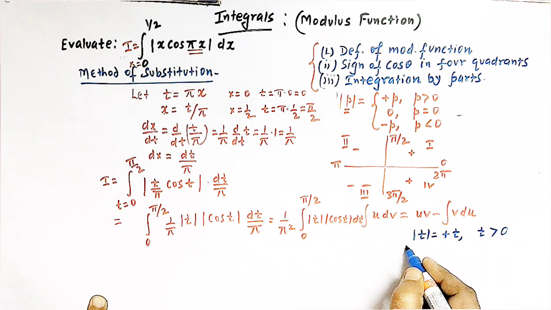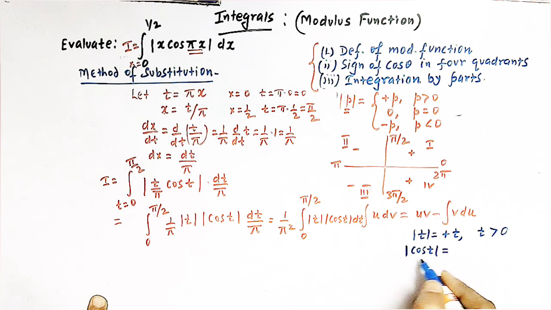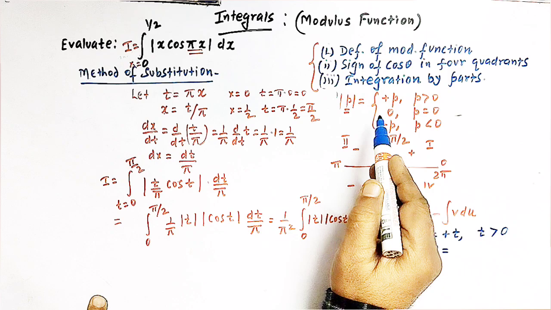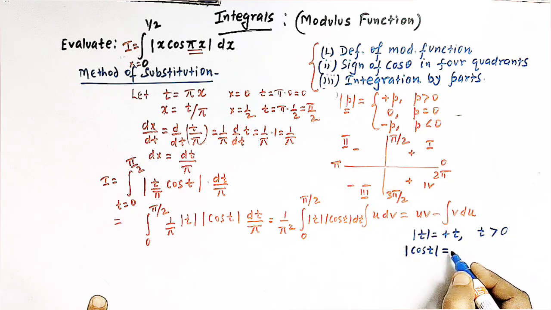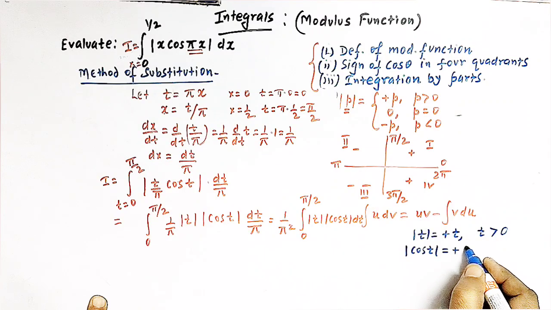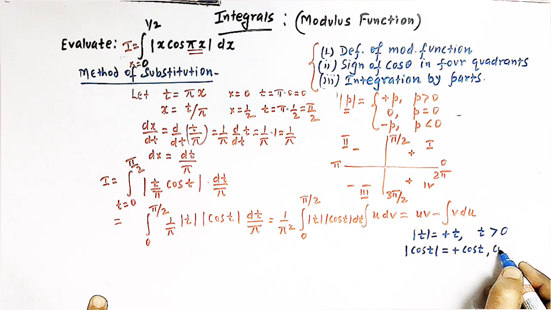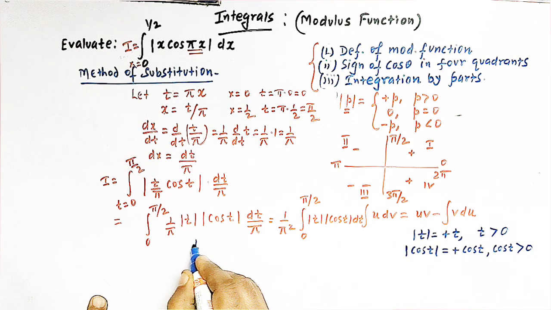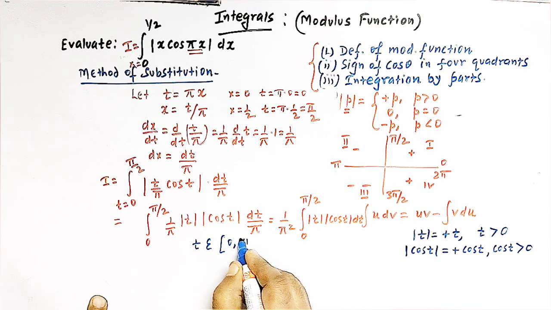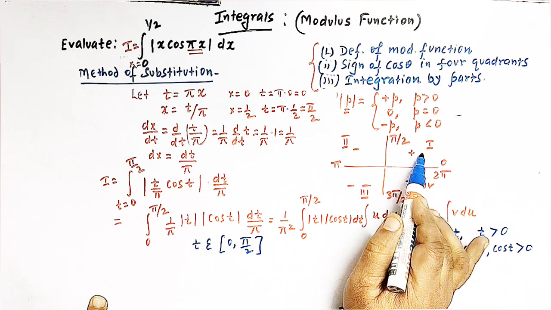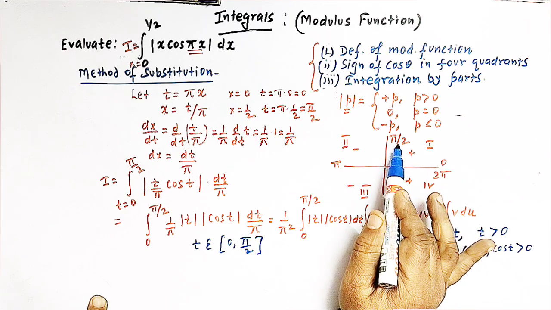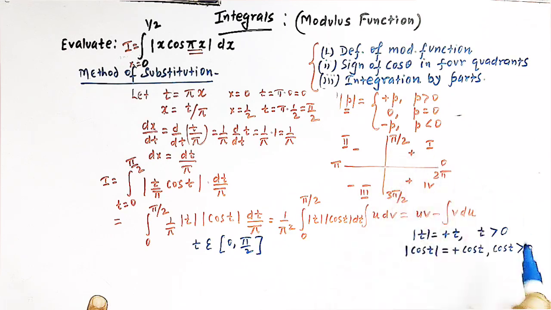And here we have a mod of cos of t, and mod of cos of t can be written with the help of this definition. So we can now write mod of cosine t as positive cos t whenever cos of t is greater than 0. And here t belongs to the interval 0 to pi by 2, so we are in the first quadrant, and when we are in the first quadrant, the cosine function, that is cos of t, is positive, which implies that cos of t is greater than 0.